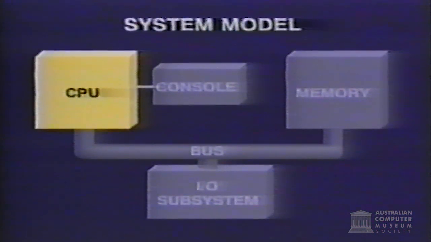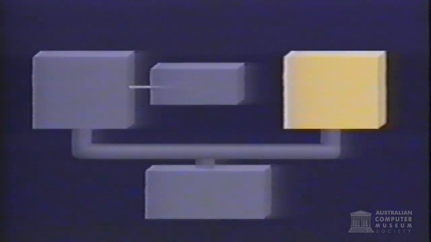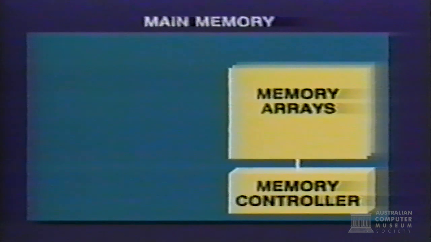In Lesson 1, we introduced this model of a typical VAX system and described some of the hardware elements within the CPU. We'll now look at the other subsystems that make up our model. Let's begin here with main memory. Main memory stores and retrieves information processed by the CPU.